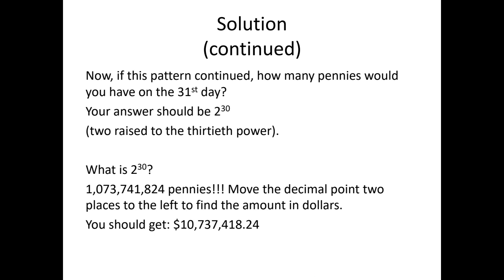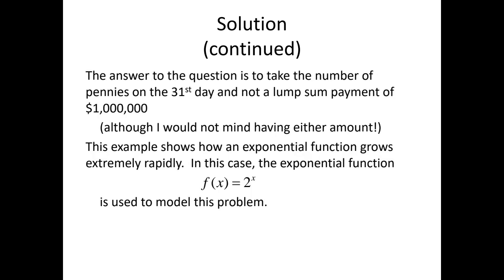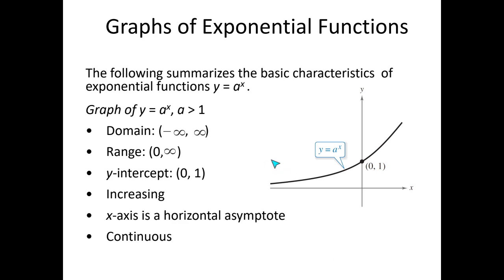So as you can see, even though we're talking about pennies here, when it's an exponential function, it grows very quickly. So in this problem, the equation that we could use is f of x equals 2 raised to the power of x. And if we were to graph it, which we're going to be doing in a second, you would see that the graph is going to look something like this picture here. But in general, if you have an exponential function, again, the a is our base, and then we have our variable x as an exponent.